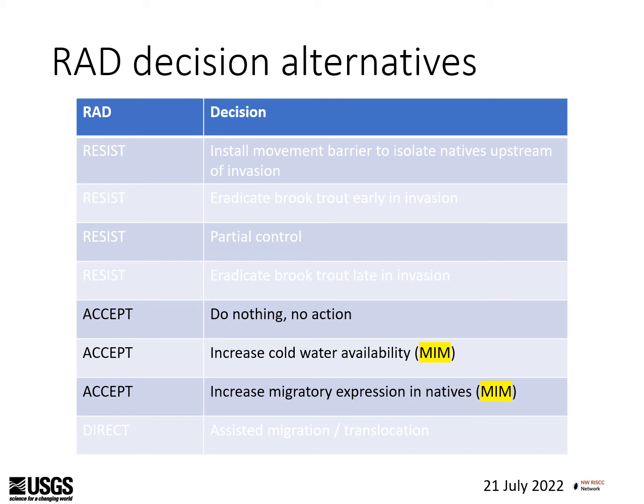A second is to increase cold water availability. So we call this accept because we're not doing anything to the brook trout, but we are changing that physical system. So you could increase supply of water to the channel, maybe riparian shading or some other means of trying to get to cold water. A lot of streams have that opportunity, that management lever available to them in this region.